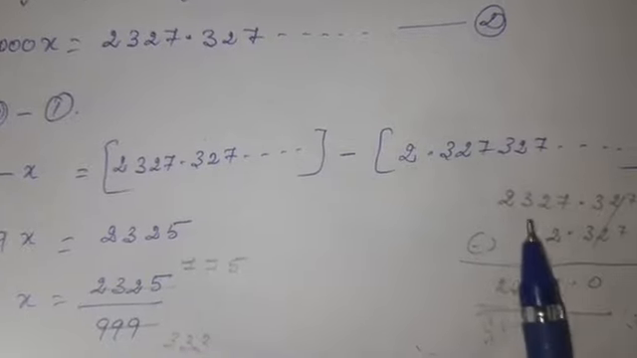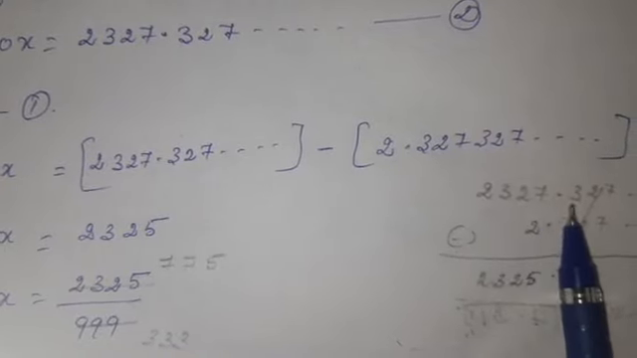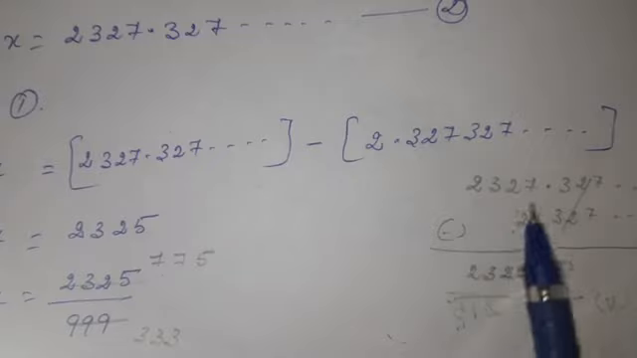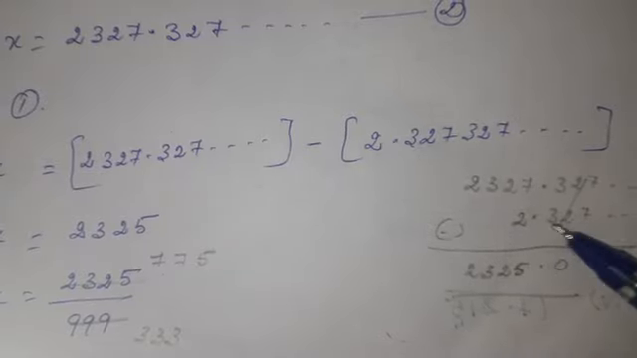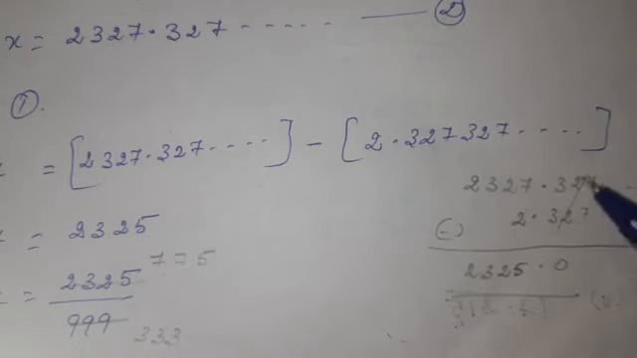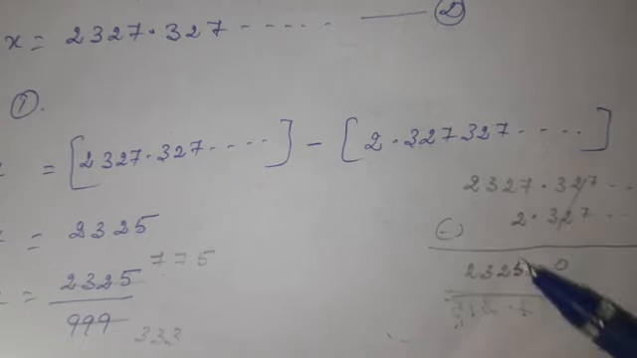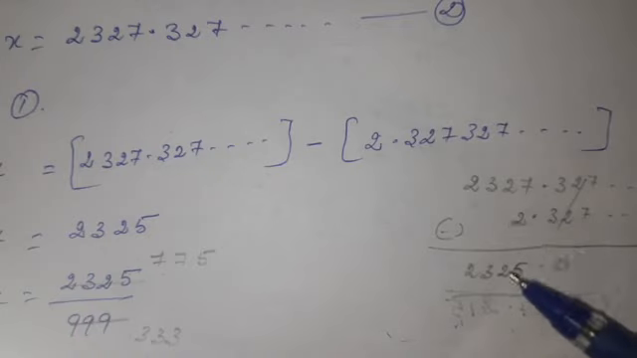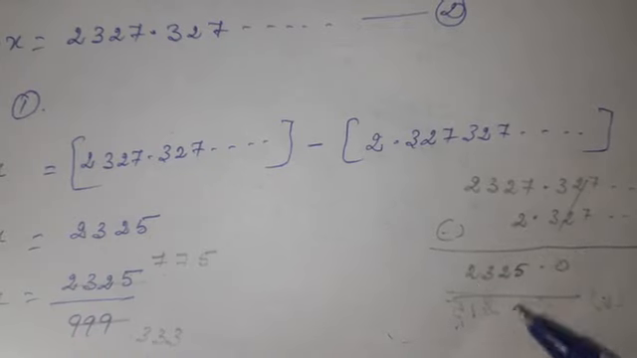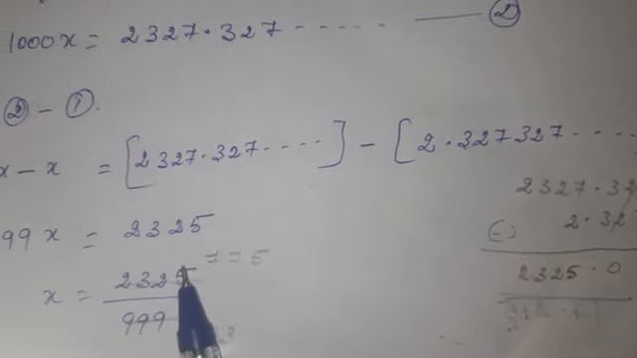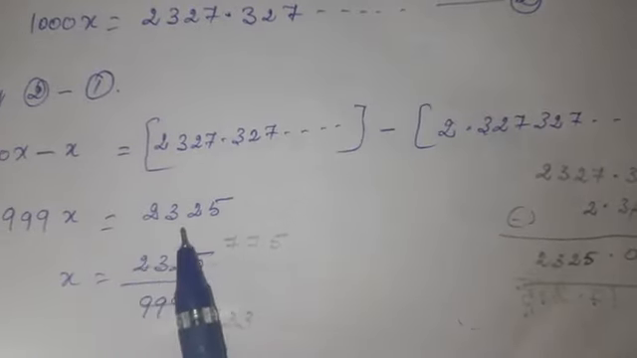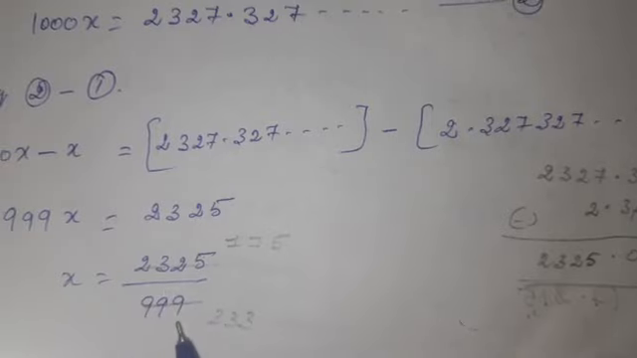This question I have written as 2327.327 etc. The decimal is placed equally, that is, 2.327 etc. When you see this side, you will have the same number. If you subtract, you will get 0. So I cancel here and write 0. 7 minus 2 is 5. Here, meaning 0, so you will get 2. Here 3, 2. Our answer is 2325. That I am writing here. Then x is equal to 2325 divided by 999.